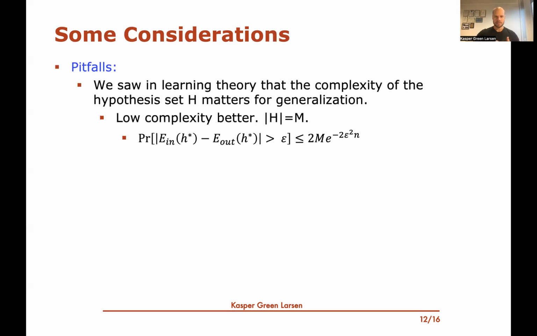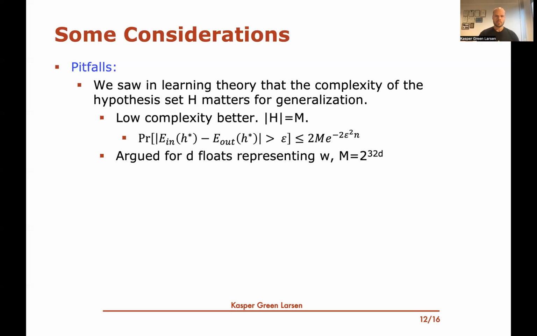In particular, we argued about this formula here, that if I run my learning algorithm, I find a hypothesis H star, then the chance that the in-sample error and out-of-sample error of this hypothesis H star are more than epsilon apart is no more than 2 times m times e to the minus 2 epsilon squared n. And here you can see that the guarantee gets weaker the more complicated the hypothesis set is. So which means in some sense, right, the more parameters you have in your hypothesis, the weaker guarantees you have.